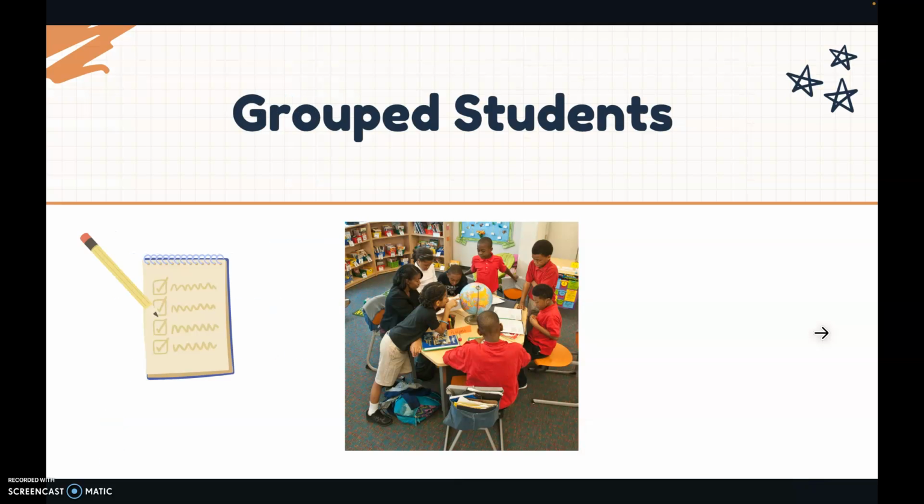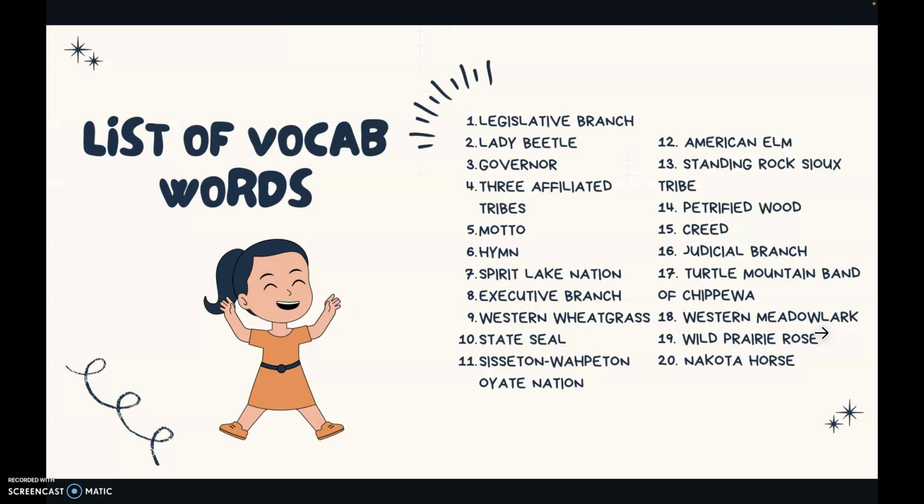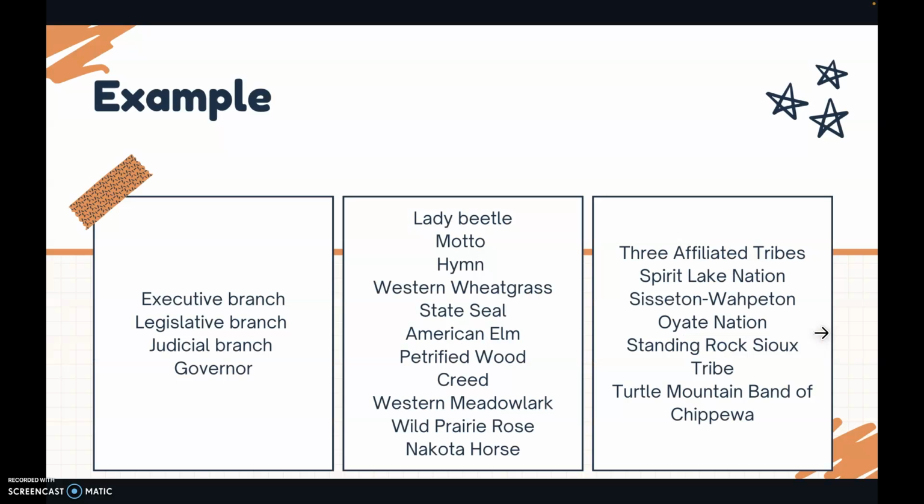So we're going to go through an example of how to do this. First you would group the students with varying achievement levels. Then you would hand out a list of vocabulary words. This list is just a North Dakota Studies list for about 4th grade. As you can see, there are 20 words on there. Then the students would have time to look up any words that they didn't know.